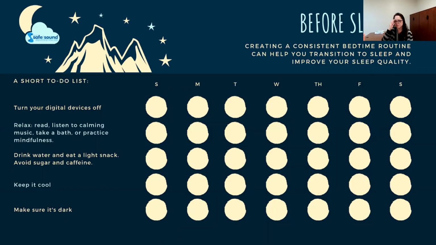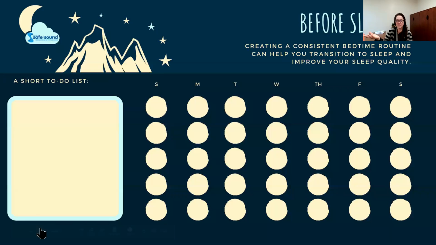So this is just one that I put together, and clearly these are things that are important to me and my family. Turn your device off, take some time to relax. It feels like Wesley was always wanting that last drink of water, so put that in the schedule. Drink water, eat a light snack, no sugar, no caffeine, keep it cool, make sure it's dark. Now, as a family, you might like this, your child might like this, but I'm encouraging you to join in this co-creation process.